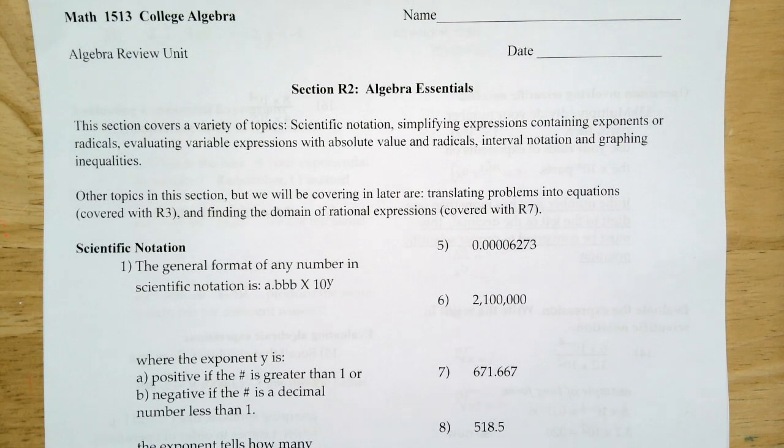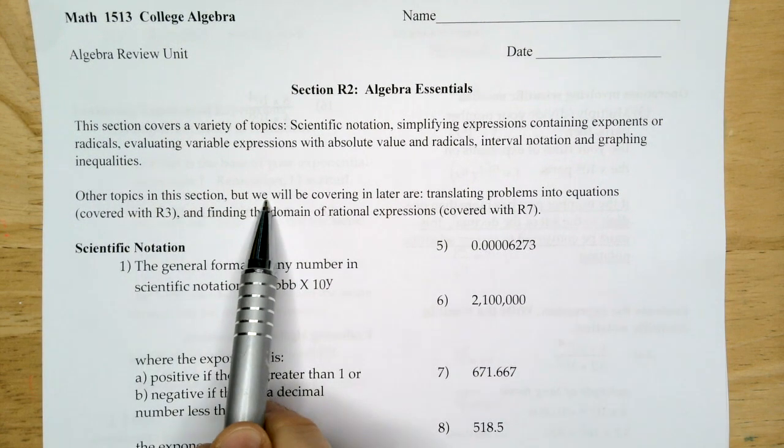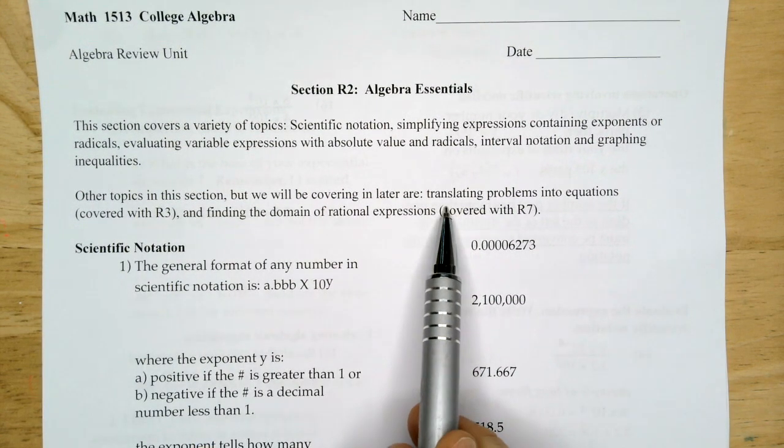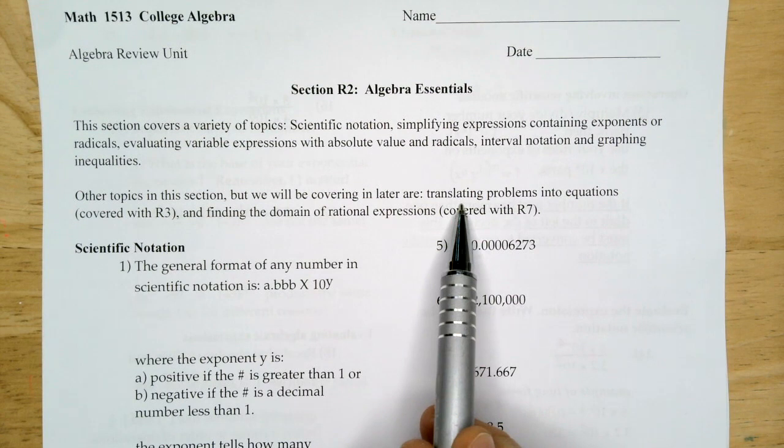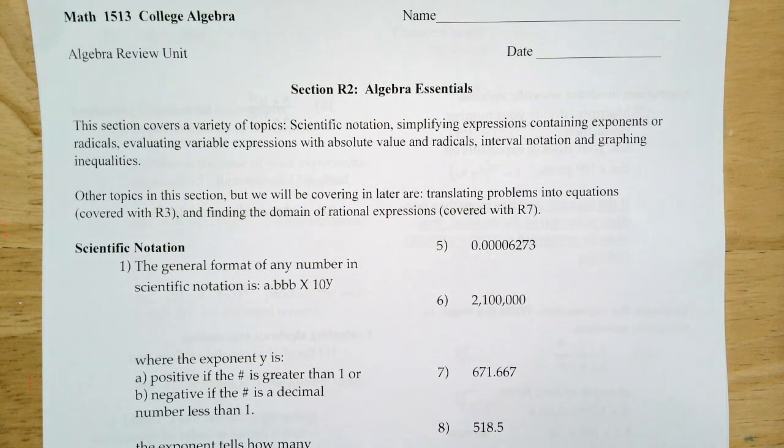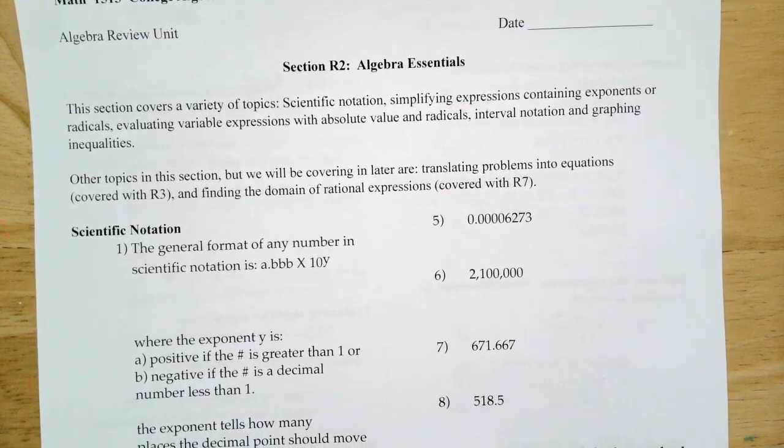All right, so for scientific notation, other topics in the section that we will be bringing back later are translating from English into math, right? So a sentence into symbols, and then finding the domain of rational expressions as I already said.